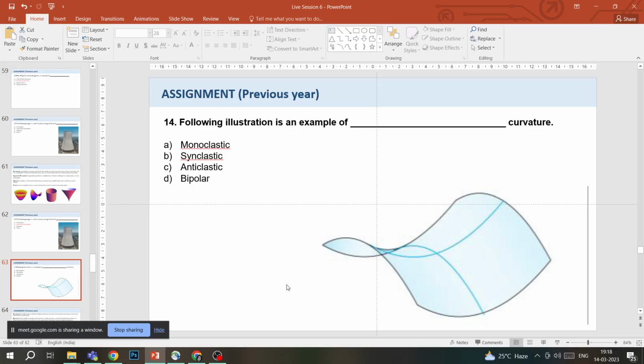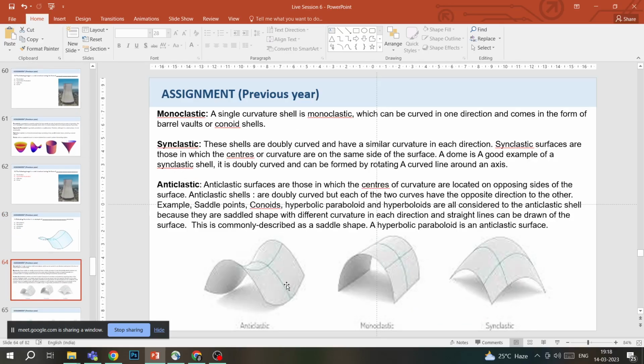Moving forward, question number 14. The following illustration is an example of what kind of curvature? I think this was our second question, and we discussed all these terms. We will just quickly go through these three terms again and answer this question.